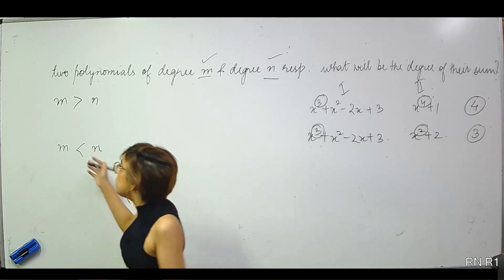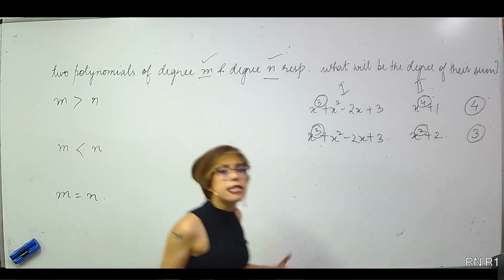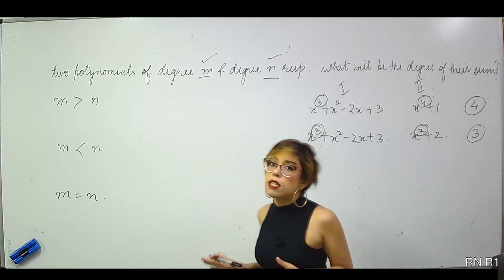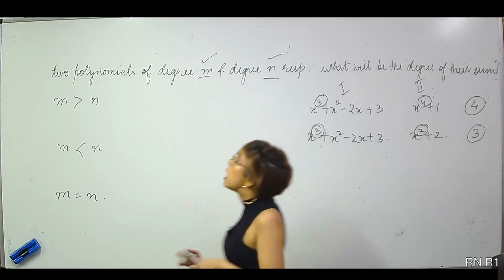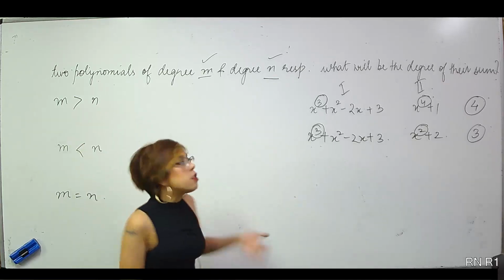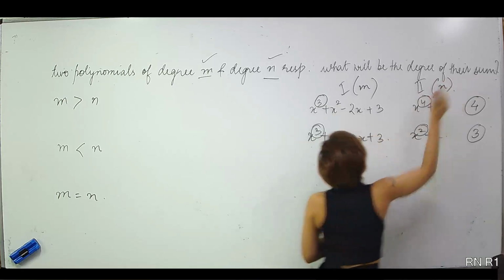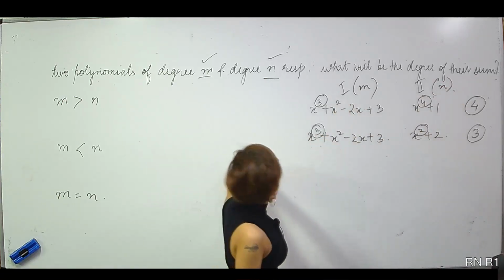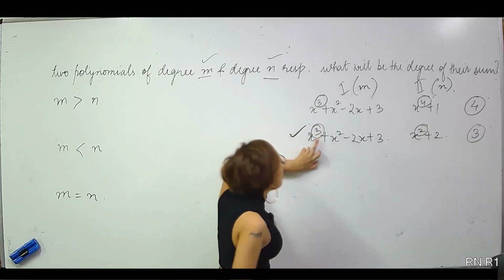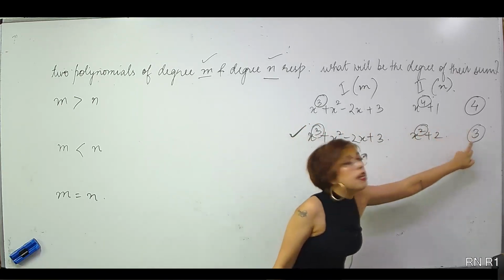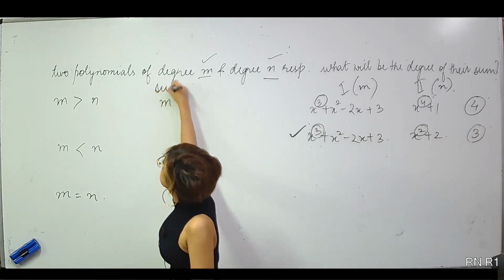There might be a case when these two are equal. Two numbers can be compared in just three cases: either greater, lesser, or equal. So let me just analyze the first one. m is greater than n. So suppose I have m over here and n over here. If m is greater than n, the degree is m, which is 6. Makes sense.